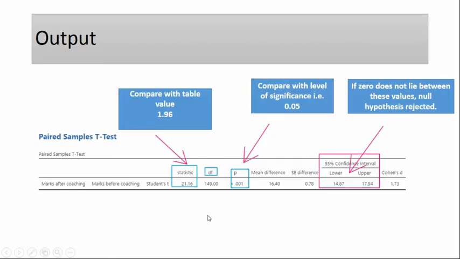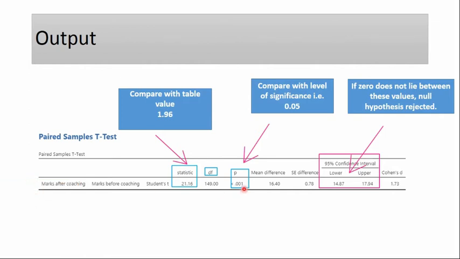Friends, this is our output, paired sample t-test. This is the statistic, 21.16. This is the calculated t value which we have learned at UG and PG level. Compare this value with 1.96, as I showed you in my previous slide. If this value is greater than 1.96, and 21.16 is greater than 1.96, so we will reject our null hypothesis.